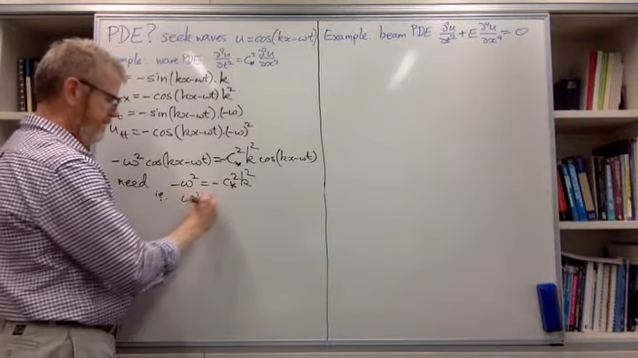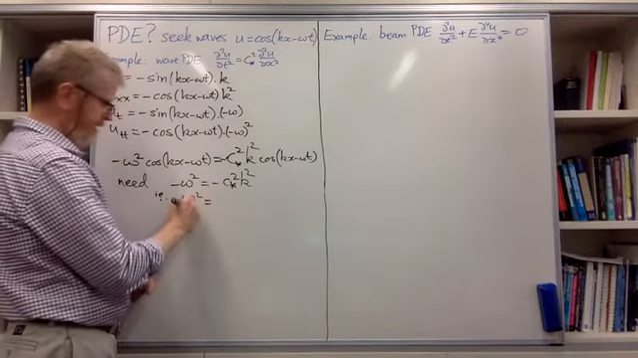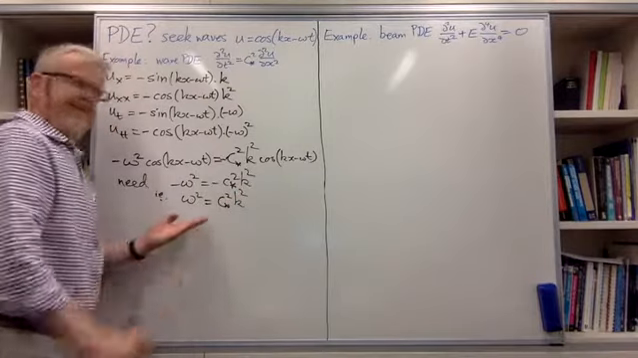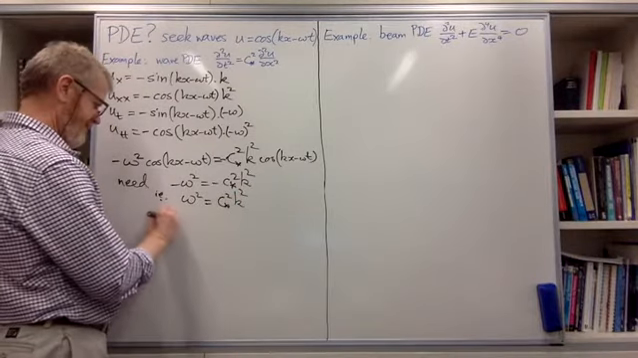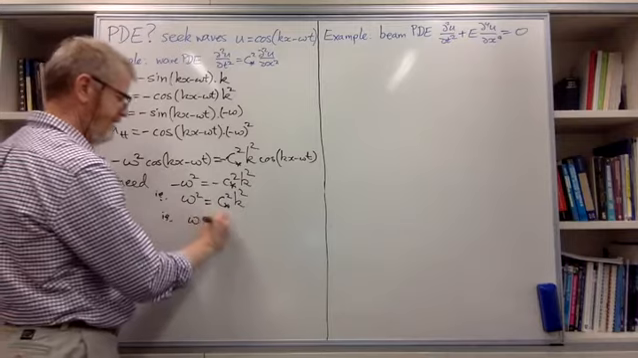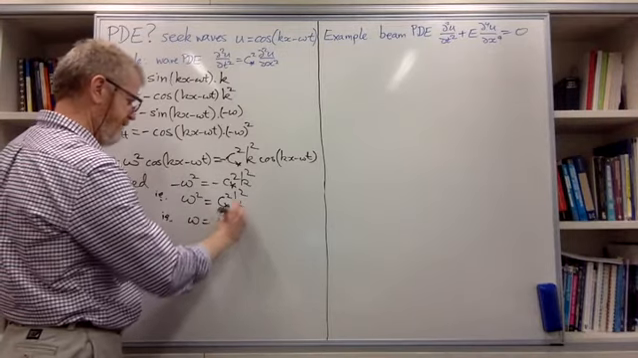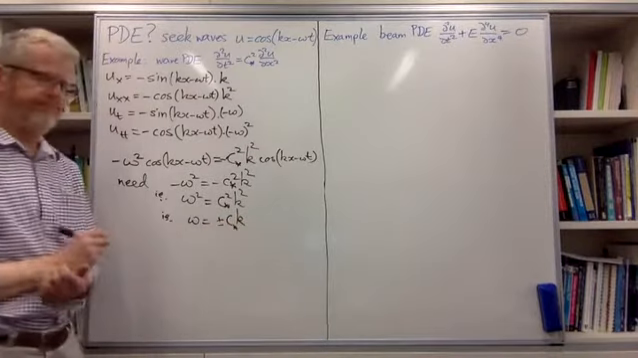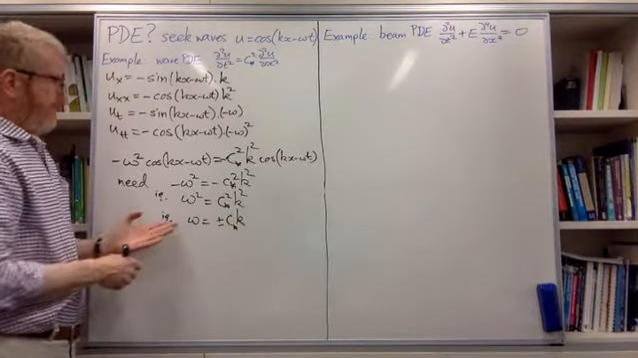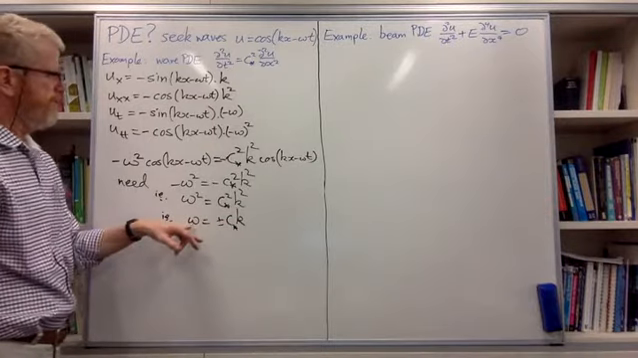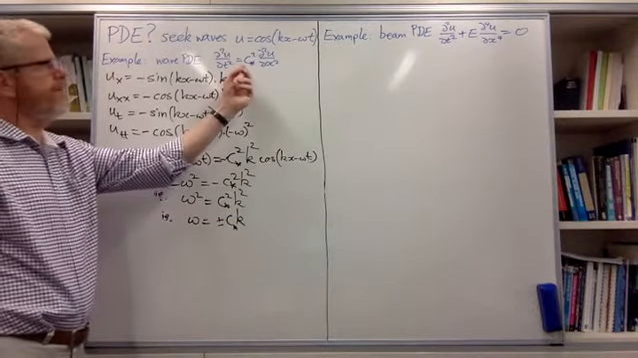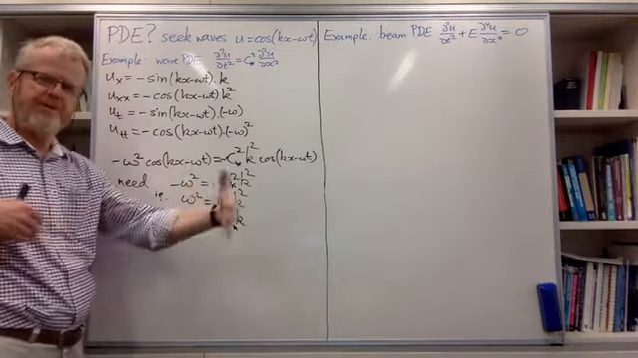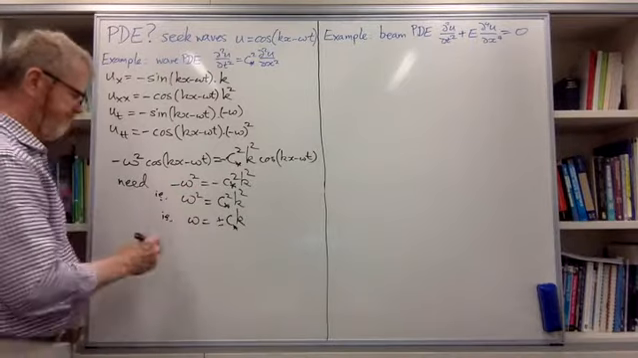All right, and that gives us what we're going to call soon a dispersion relation. Omega squared is c star squared k squared. Taking the square roots, omega is plus or minus c star k. And this constrains the frequency of the waves as a function of their wave number. And remember, their wave number depends upon their length.